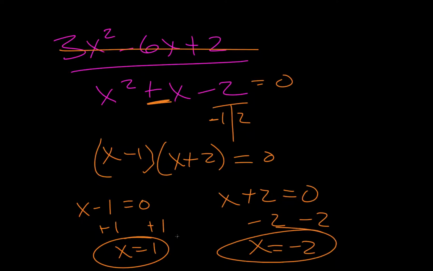And those are the two values where this purple thing would be equal to 0. If we plugged in a 1 for all of the x's and simplified, the bottom would be 0. If we plugged in a negative 2 for all the x's and then simplified, the bottom would be 0. So that's the two spots where it's undefined. And the final type of problem that's on this is a story problem.